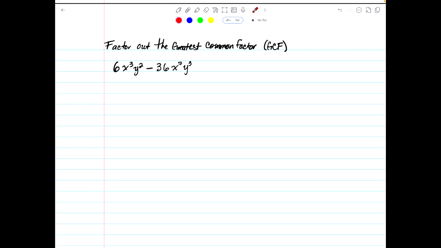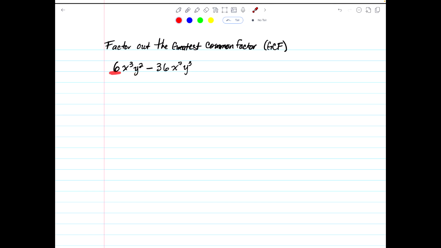For this problem, we're going to factor out the greatest common factor. We have a binomial to start with: 6x cubed y squared minus 36 x to the 7th power y cubed. We want to factor out the greatest common factor between each factor here. These things are multiplying each other, so they're all factors.